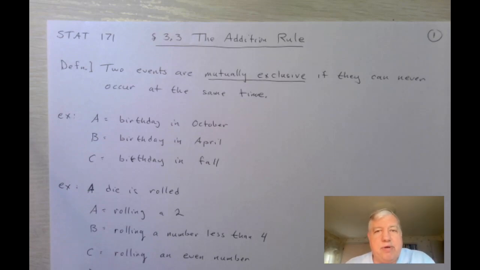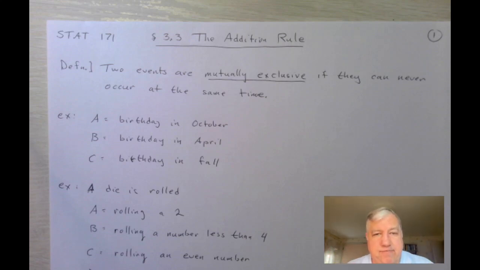So we are continuing our study of probability. Last section we talked about independent events and how it relates to something called the multiplication rule. Now we're going to talk about mutually exclusive events and how it relates to the addition rule. Okay, so first definition, very simple.